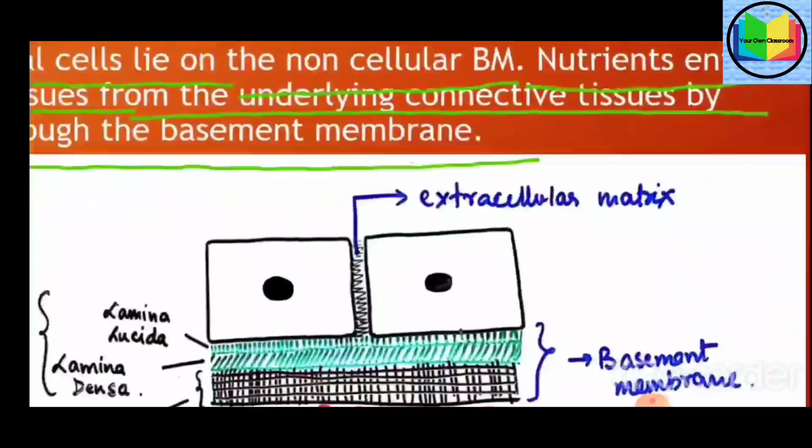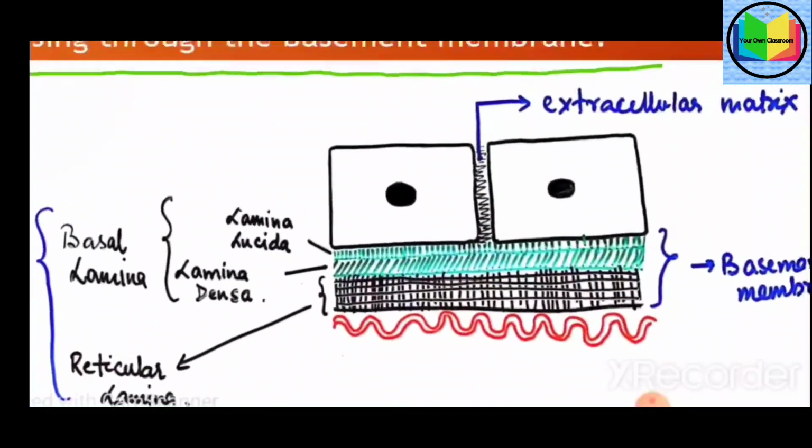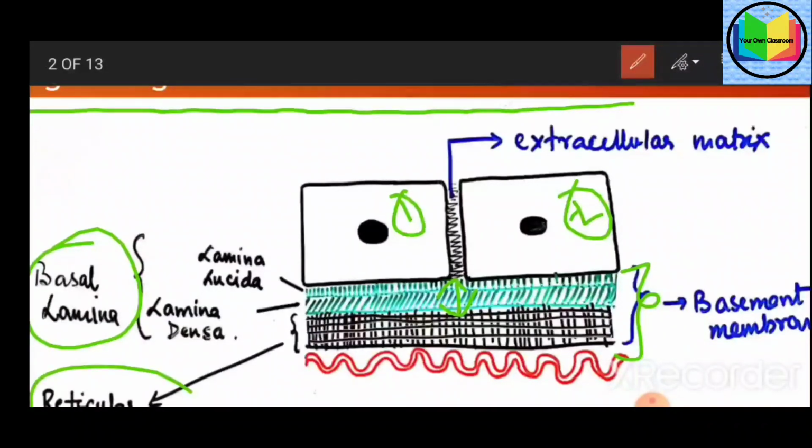So let's see what I am talking about. As you can see in this diagram, there are two epithelial cells here. Let me mark them. So this is the first one and this is the second one. These two epithelial cells are lying on a basement membrane. The green structure just beneath the epithelial cells is the basal lamina. This is one part of the basement membrane, and the thick black structure lying beneath the basal lamina is the reticular lamina. Basal lamina has two further parts, lamina lucida and lamina densa.